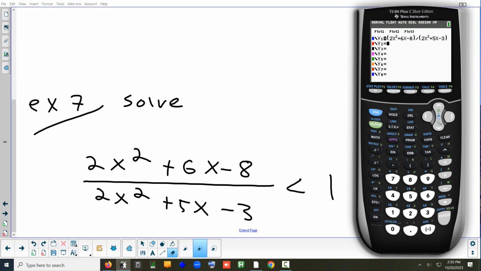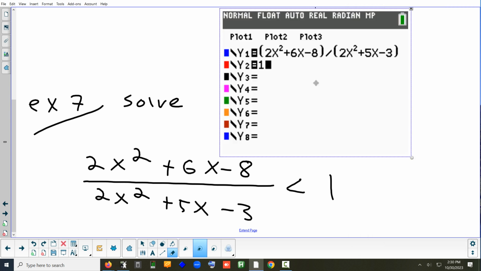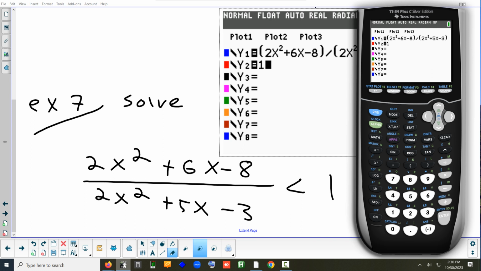And what am I going to put in y2? 1. So what I'm going to look for is where the blue graph is under the red graph. So just hit graph. We'll start with zoom 6. We might have to zoom out a little bit more. No, that's a pretty typical pattern. So there's nothing else hidden that you're going to see there.